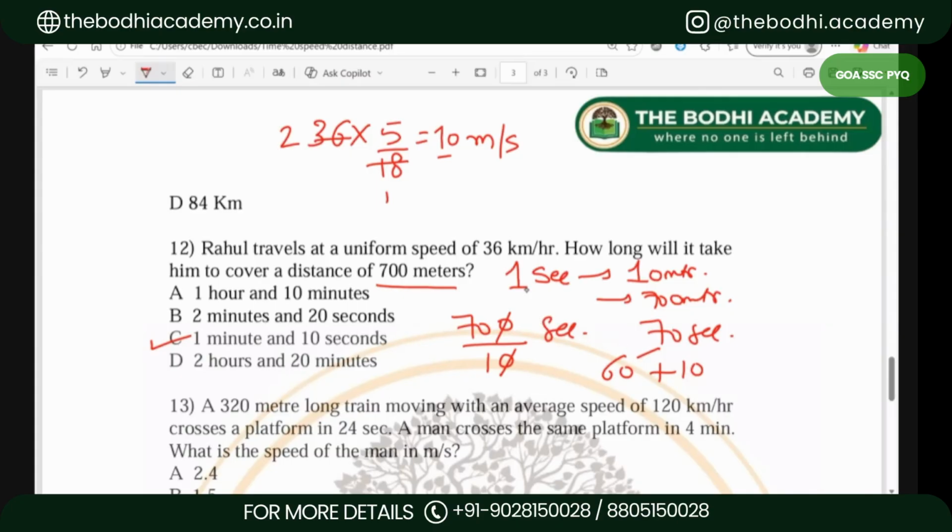Okay, so how to do it? First you convert it into meter per second. Then you see how many seconds he requires to cover 700 meters. And accordingly find the answer. Fine.